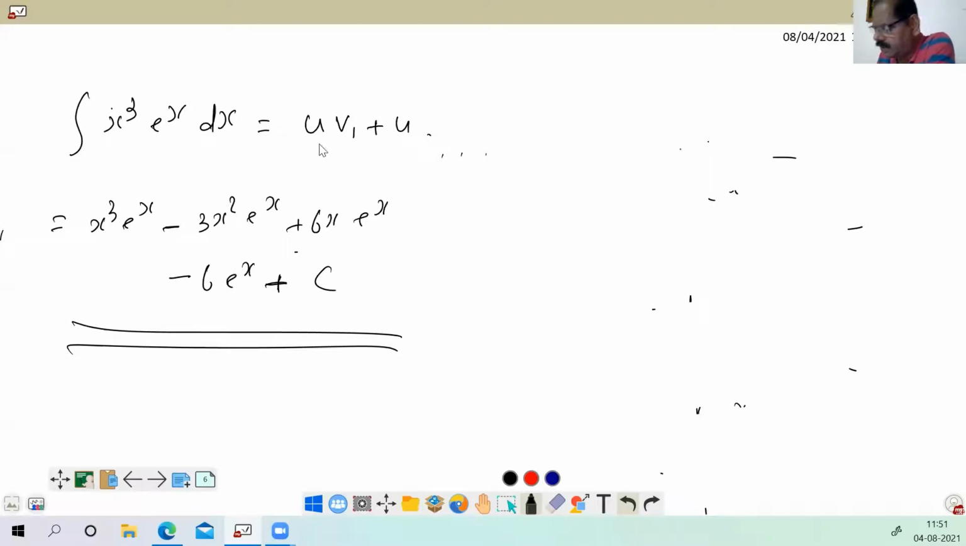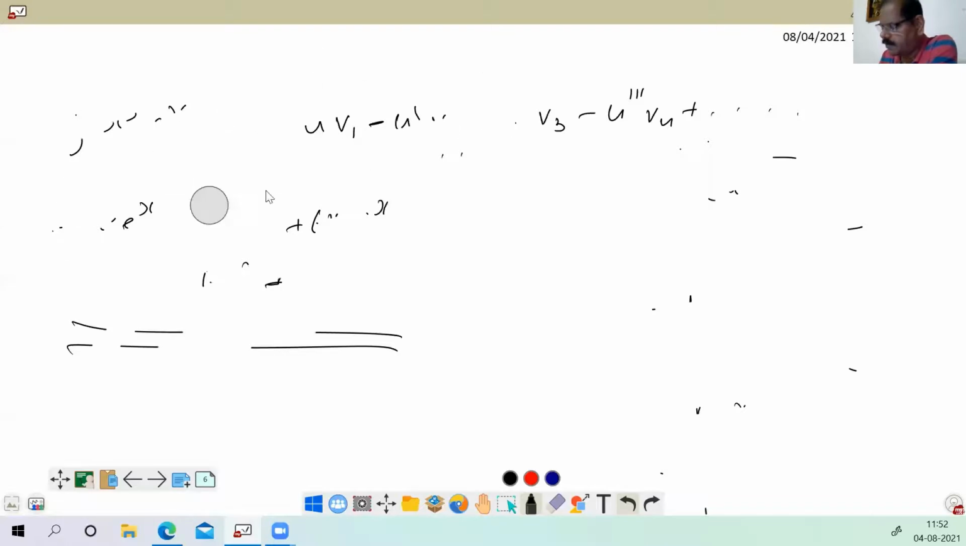So u into integral of second, v1, plus derivative of first function, that is u dash, into integral of v1, which is v2. Again, first one is plus, then next one is negative. Again plus u double dash v3. Next minus u triple dash v4. Next plus, like that. Alternate plus minus. So this is the formula. This is the shortcut formula.